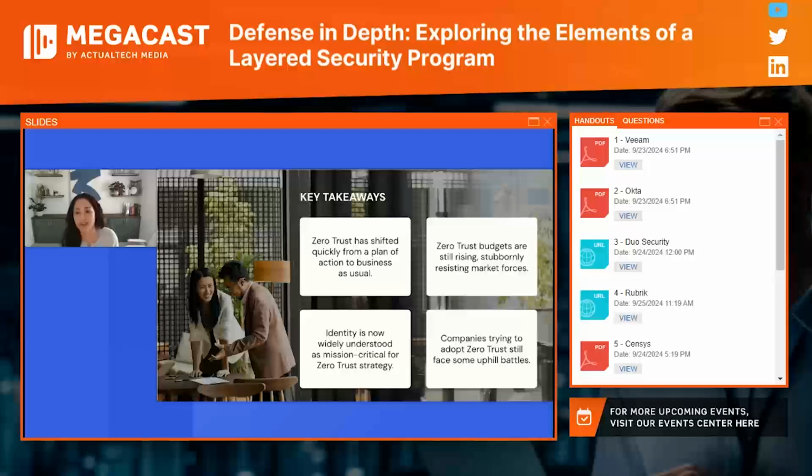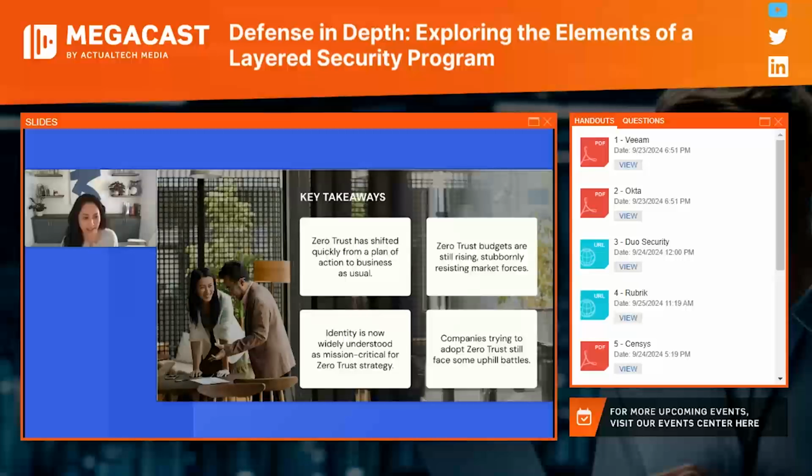The report showed that identity is now widely understood as imperative to a Zero Trust strategy. And in today's world, identity is the new perimeter, and it's something that we've been saying for years. And strong identity management is a fundamental element for an organization's success to operate and scale securely and confidently.